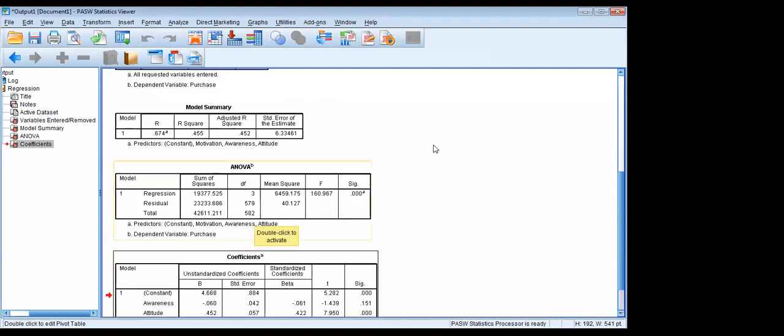Okay, the sig value is 0.00. Now you can answer me one question: why did you go ahead with regression? H naught is rejected, I told you, right?